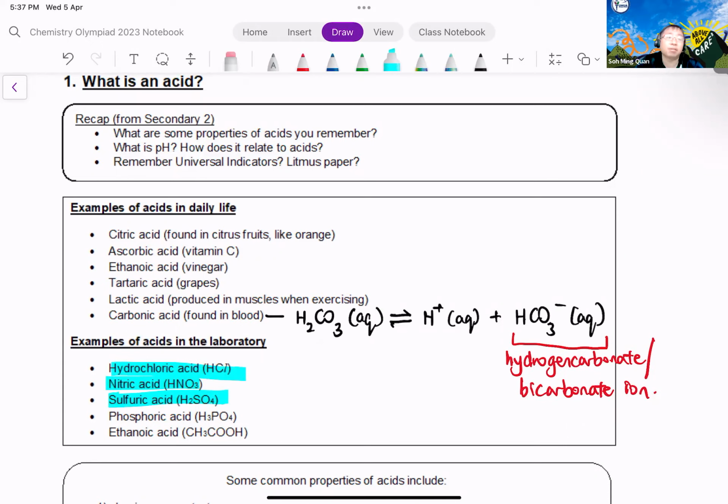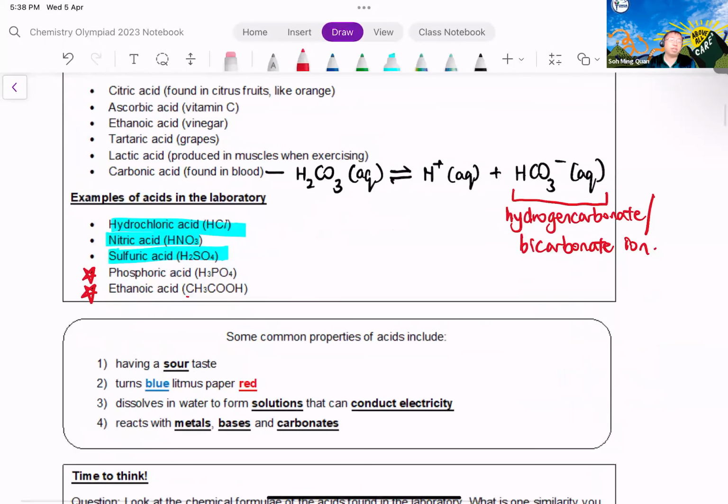Hydrochloric acid, nitric acid, sulfuric acid. All right, so the first three are found in the lab. This is what you will use mainly for your experiments. However, please also realize that there are more acids found in the lab, such as ethanoic acid, which has this formula, CH3COOH. We also have phosphoric acid, which is H3PO4. All right, so these are the 5 acids that you can find in the school laboratory.